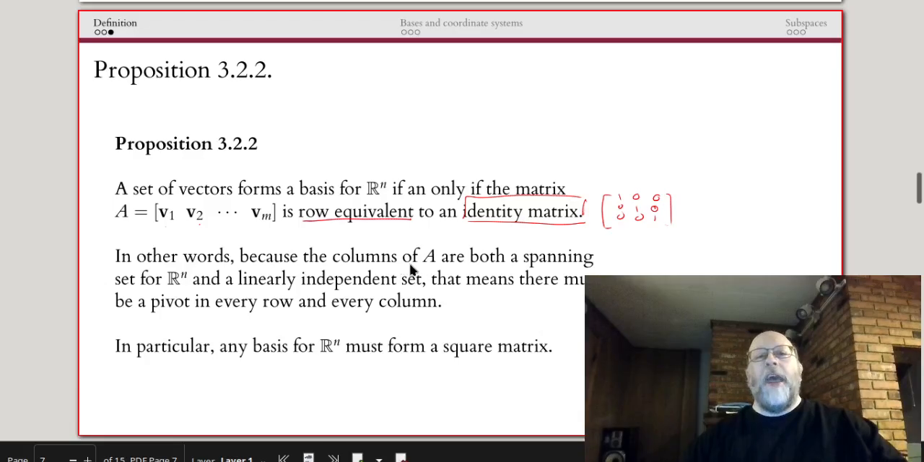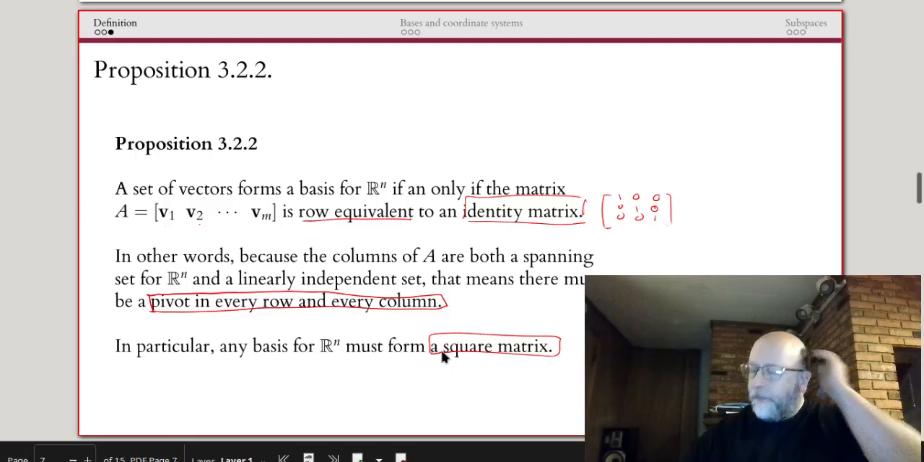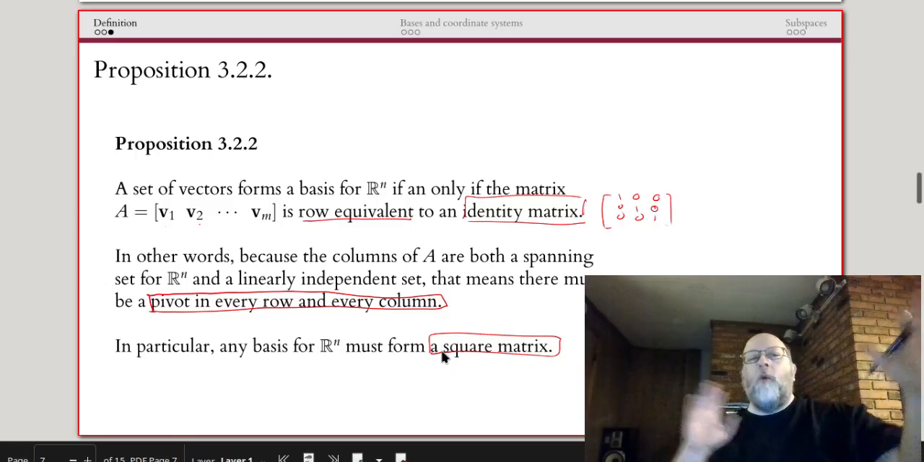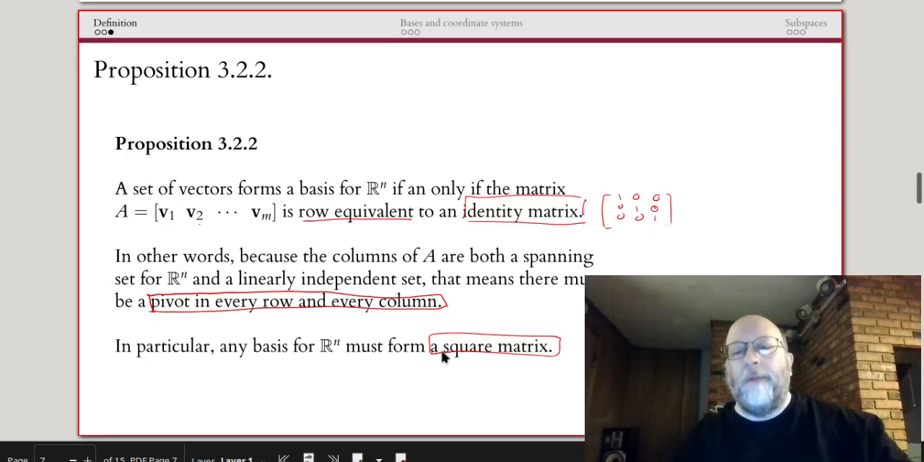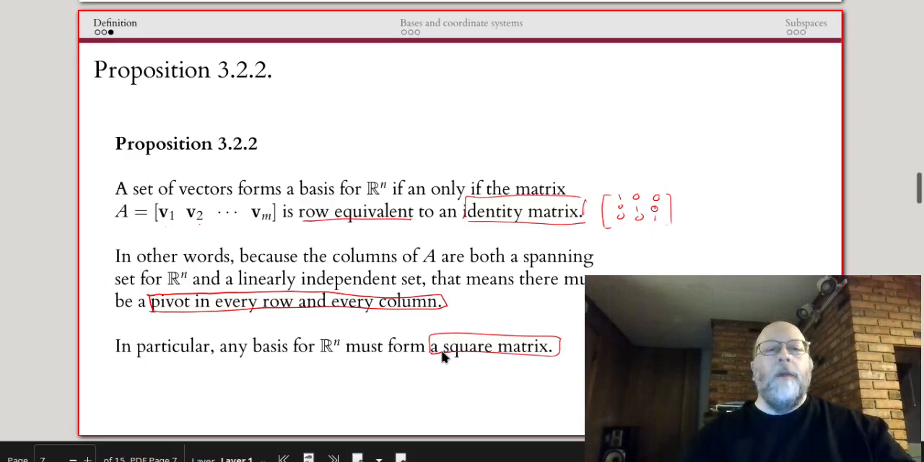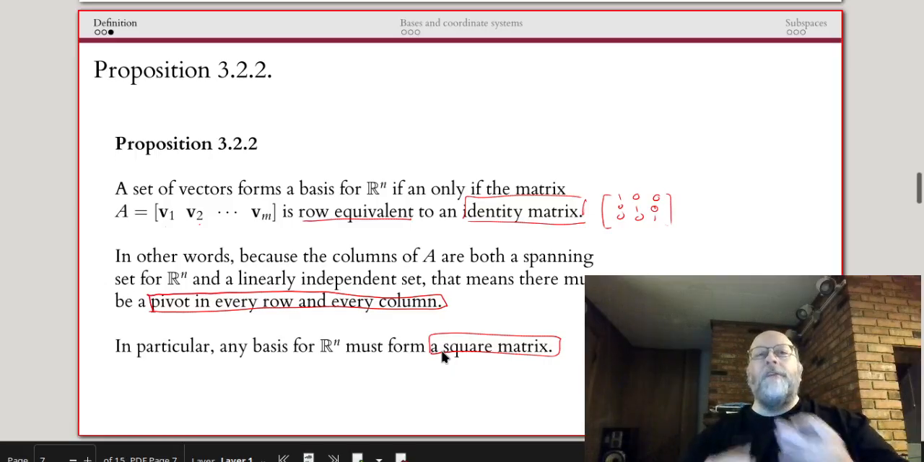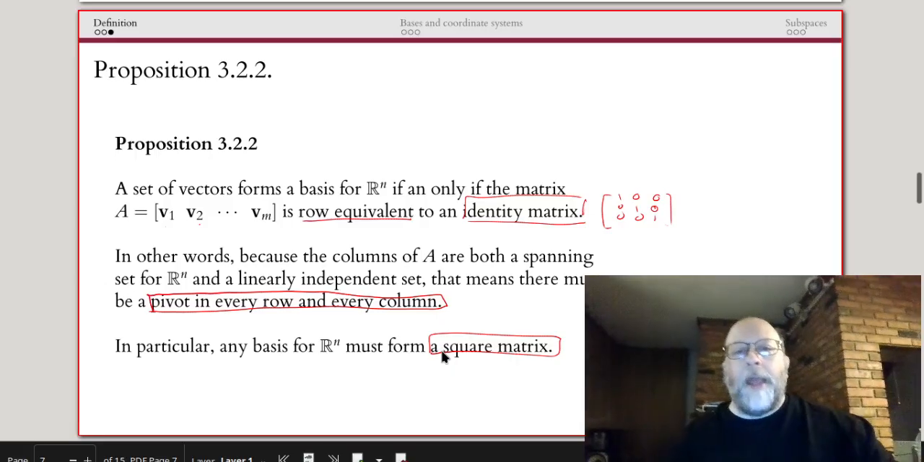Because the columns of A are both a spanning set and a linearly independent set, there must be a pivot in every row and every column. And that can only happen if our vectors form a square matrix. If it's not square, we'll either run out of rows first or columns first. So it doesn't mean that every square matrix is a basis, but if it's not square, it is definitely not a basis.